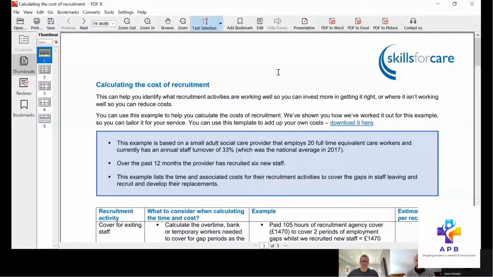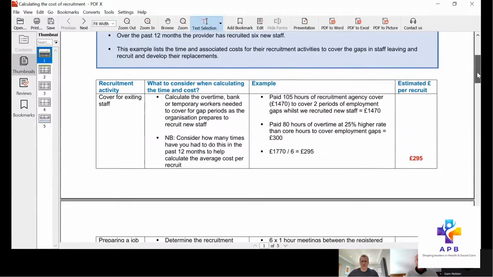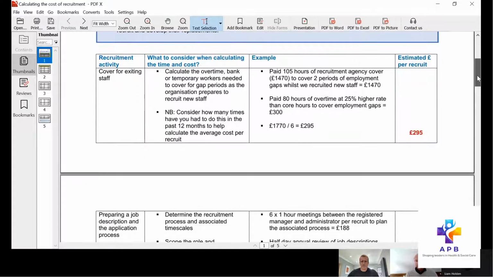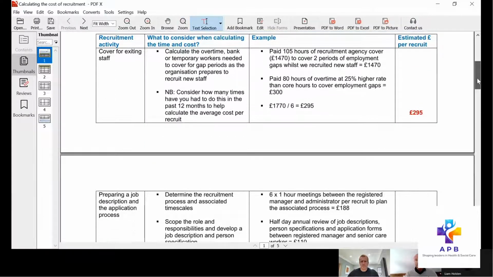So I'll try and pull the article up. And hopefully that's come through. Basically, as you can see, as I scroll down this document, it's broken down by the different activities that take place through recruitment. It gives you some considerations and examples.